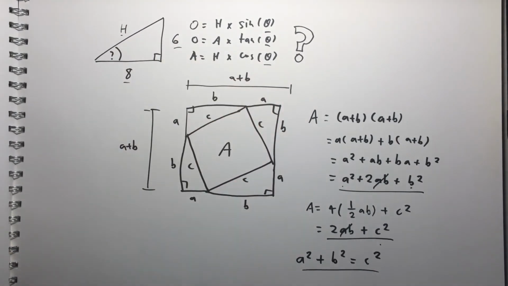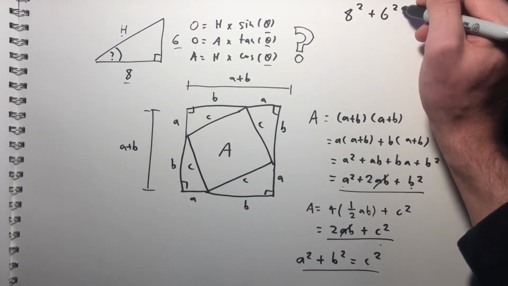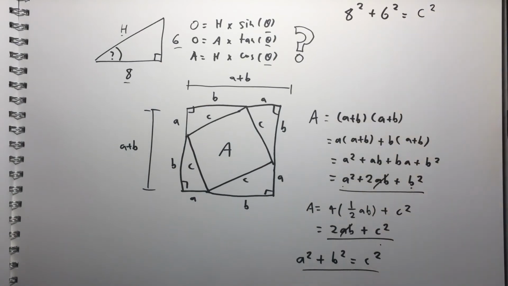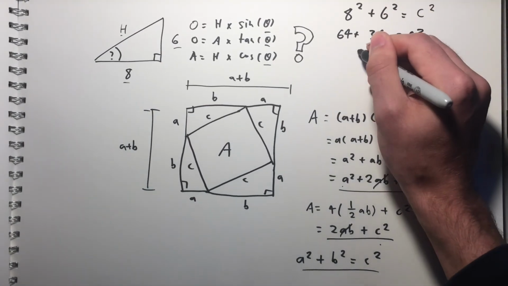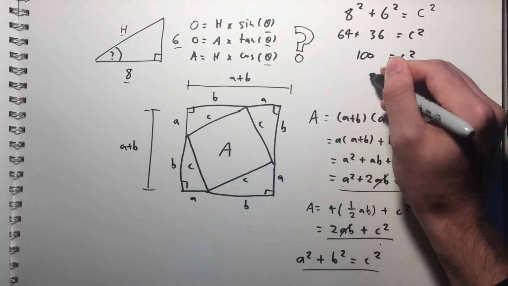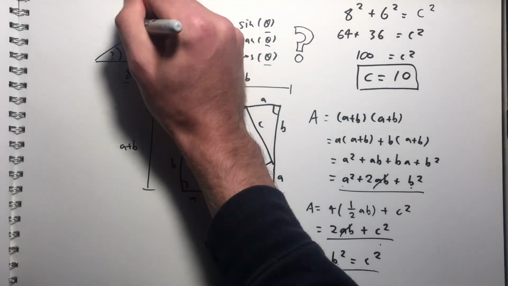Okay, so back to our problem. We want to know what h is, which we'll call c for now. So we know that 8 squared plus 6 squared equals c squared. So what's that? 64 plus 36 equals c squared, which is 100. And if 100 is c squared, then c equals 10. So we've got our answer.